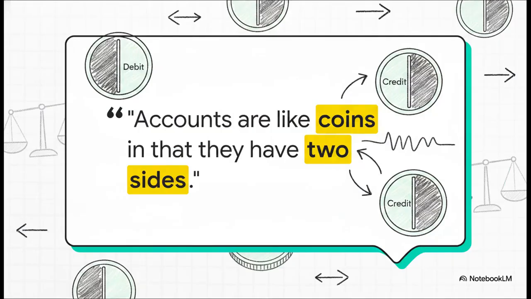I absolutely love this quote from Sharon Ferris's book. She says, "Accounts are like coins in that they have 2 sides." It's such a brilliant way to illustrate that you really shouldn't attach any kind of moral value to these words.